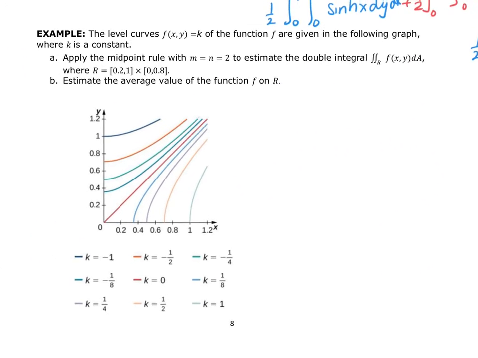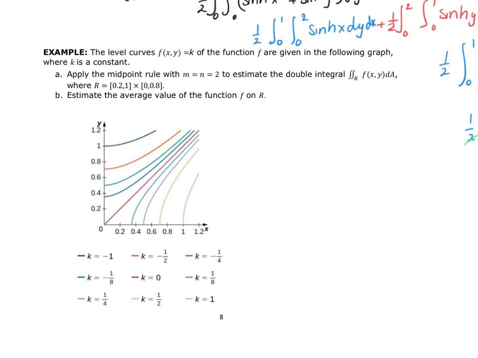Here it is. So we're asked to find the average value of the function over these level curves. We are looking at a region that is, in the x direction, from point 2 to 1. So I'm going to start here at point 2, and I go to 1. So I'm looking at this region for my x's. In my y's, I'm going to go from 0 to 0.8. So this is my rectangle that I'm looking at.